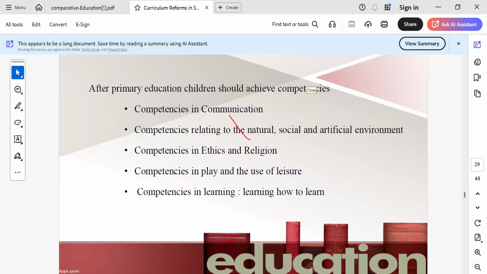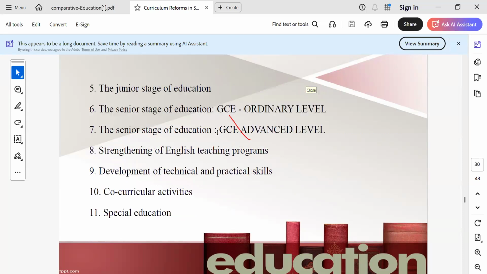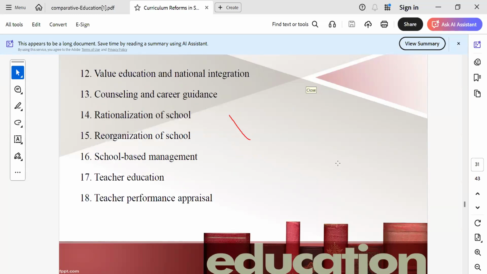So after primary education, students should achieve competencies in communication, competencies in relating to the natural, social, and artificial environment, competencies in ethics and religion, competencies in play and the use of leisure, competencies in learning how to learn. So they have decided to have a lot of things: junior stage of education, GCE ordinary level, advanced level, strengthening English teaching programs, development of technical and practical skills, co-curricular activities, and special education also included. Value education and national integration, counseling and career guidance, rationalization of schools, reorganization of schools, school-based management, teacher education, teacher performance appraisal.